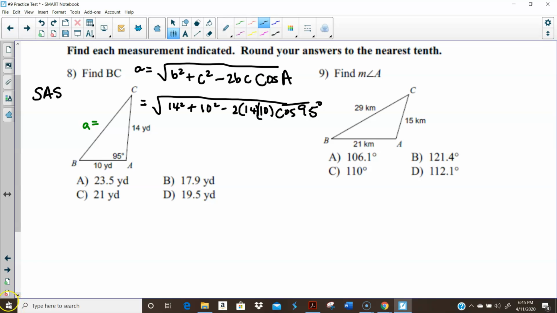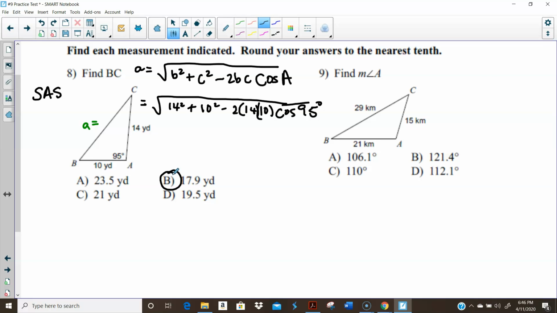Plug that all into your calculator and let's see what we get. If you tried this and your answer's not there, and you got 9.568, that means your calculator was in radians mode instead of degree mode. So you have to make sure you're in degree mode and you'll get 17.9, which is B.